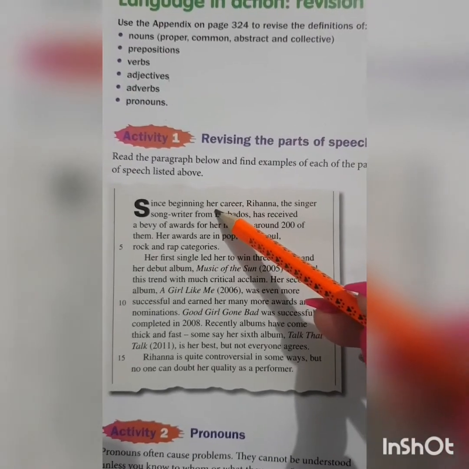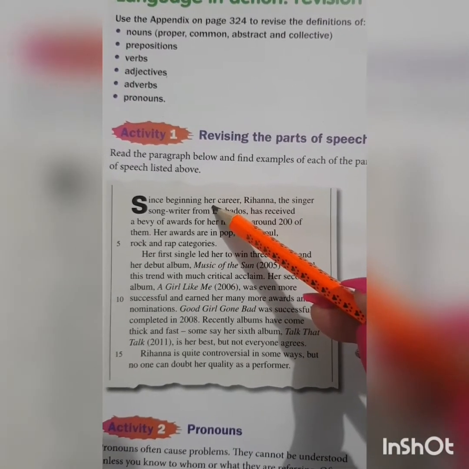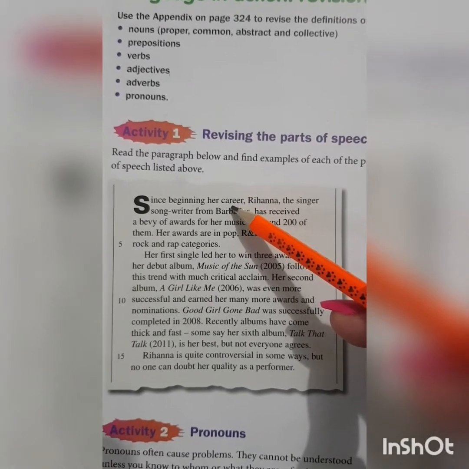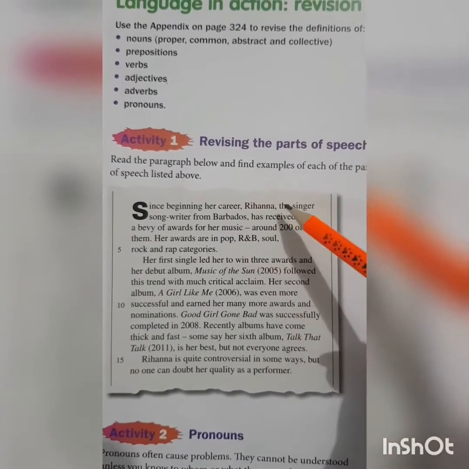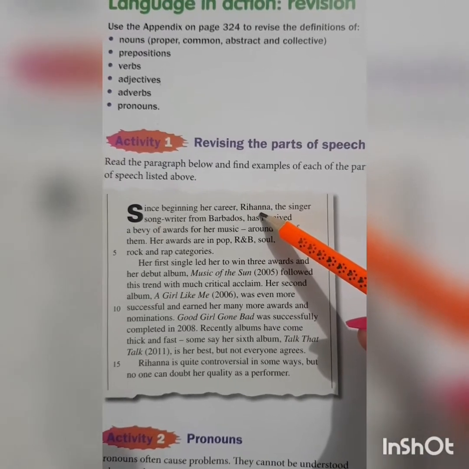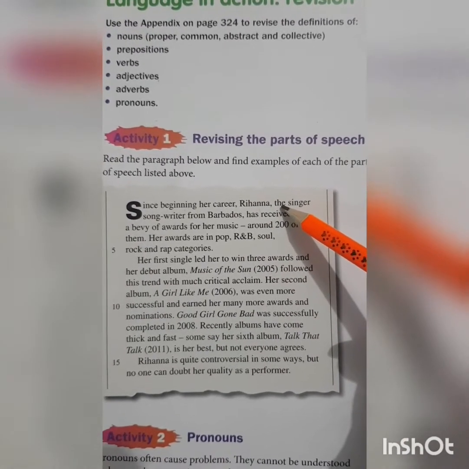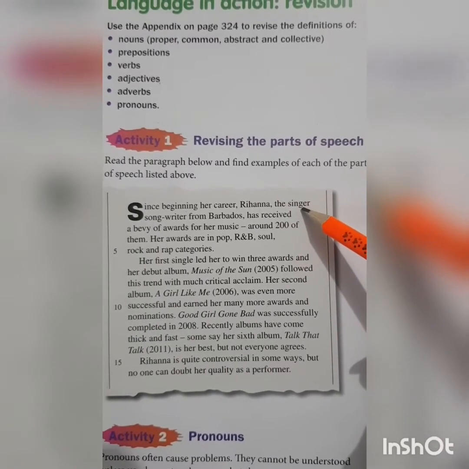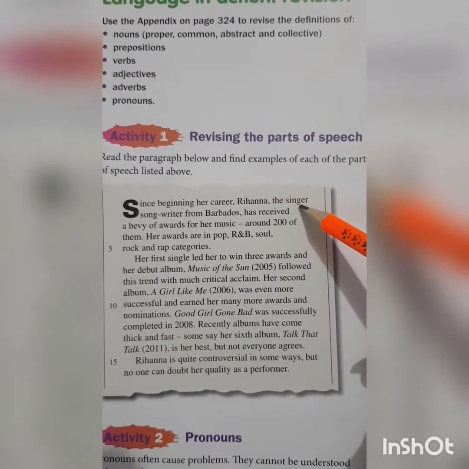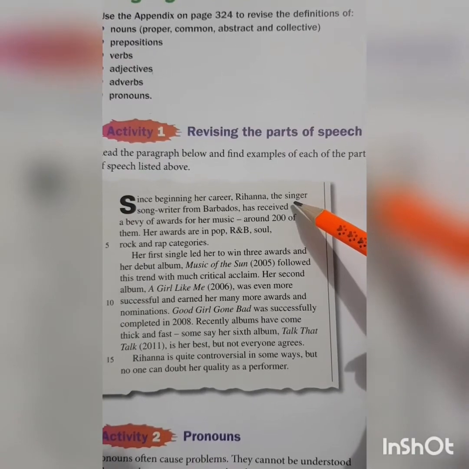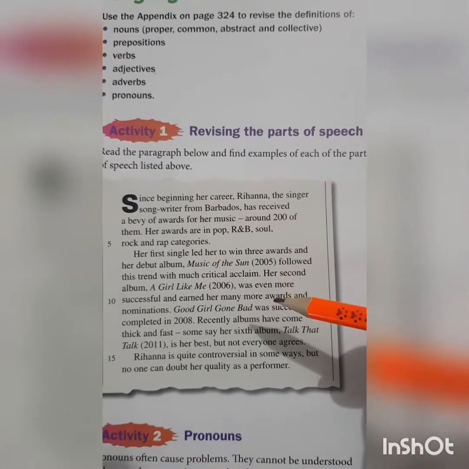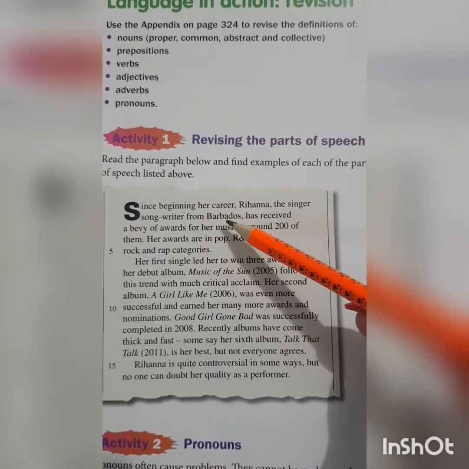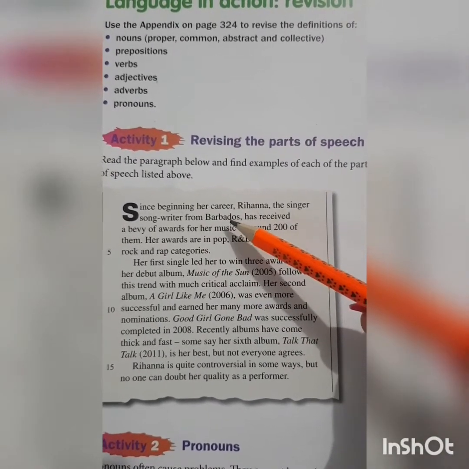Her, pronoun, because it's replacing the noun Rihanna. Career as a thing, noun. Rihanna as a person, noun. The would be an article, like the, a, an. Singer, meaning the person, the singer-songwriter, that is the person. So that's noun. From, preposition. Barbados. Barbados is the name of a place.